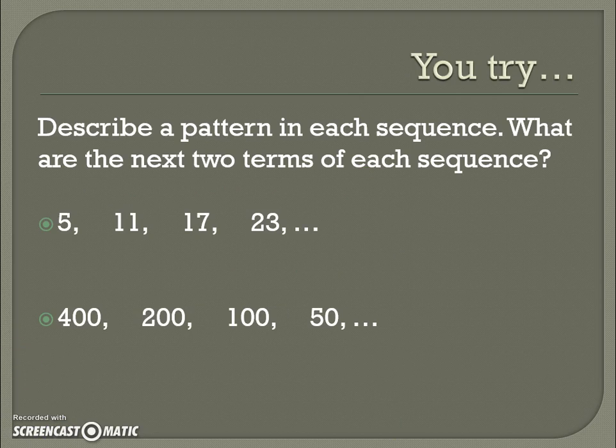The answer will be up in 3, 2, 1. There are your answers. You're adding 6 on this, and then 29 and 35. And then here, I wrote multiplying by half. You could have said divide by 2. I prefer multiplying, but again, I won't count that wrong. 25 and then 12 and a half for the answer there.